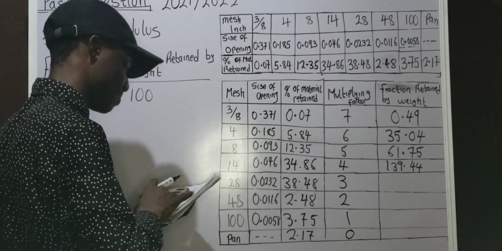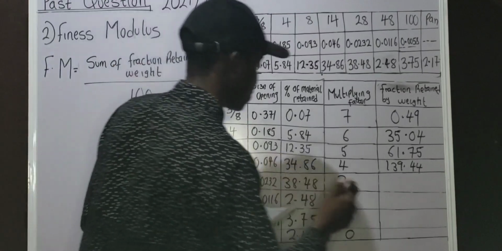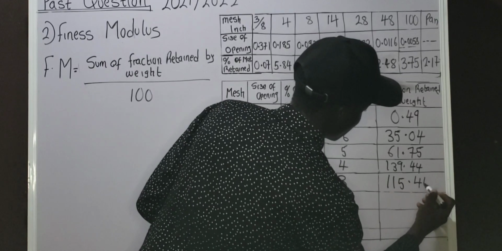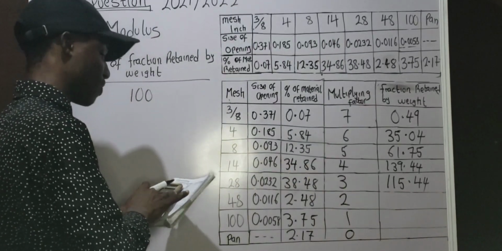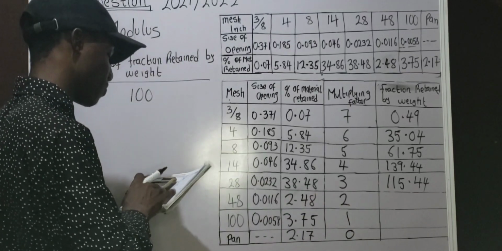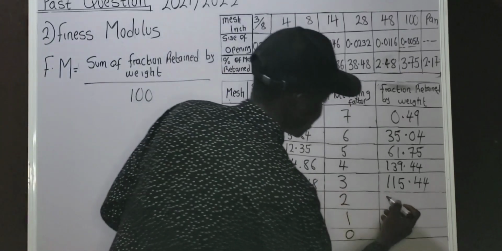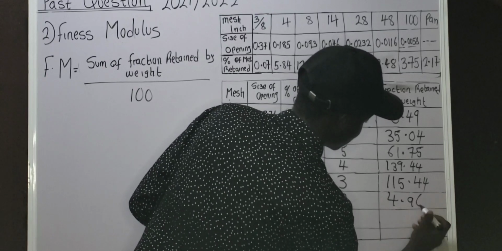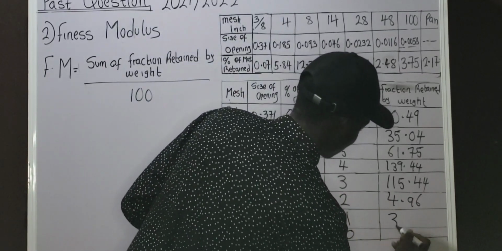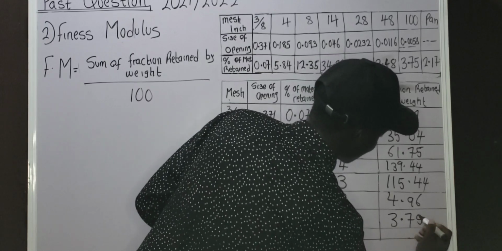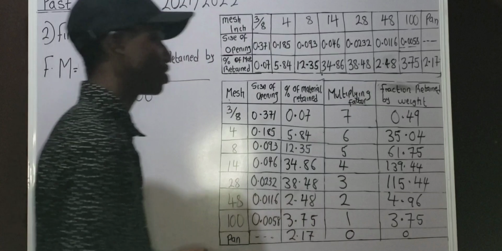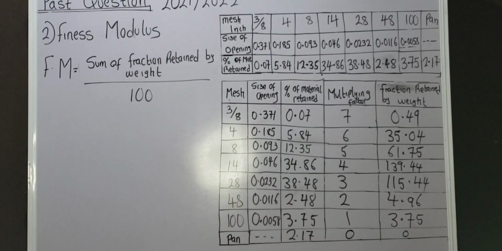That is 115.44. Okay? So for the next cells, I'm going to multiply 2.48 by 2. You understand? So 2.48 multiplied by 2, that is 4.96. And for these cells, 3.75 by 1, that is also 3.75. And for pan, that is 2.17 multiplied by 0, that is 0. Do you understand? So I have gotten the fraction retained by weight.